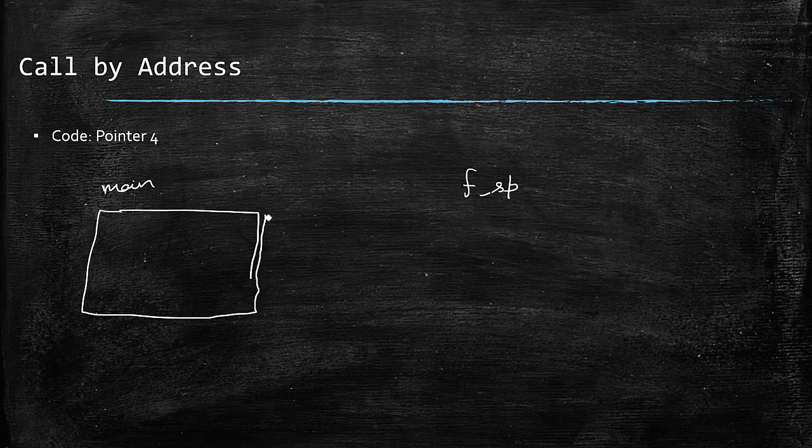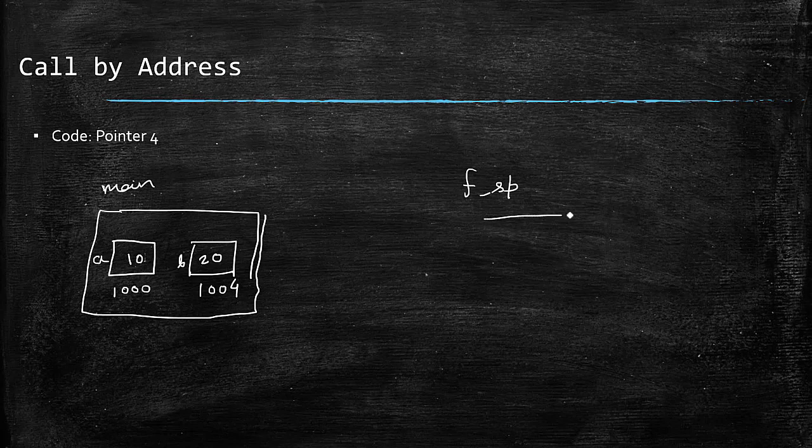Now in case of main, there will be two variables A and B, which are of integer type. Suppose the address of variable A is 1000, and the address of variable B is 1004. We are considering these two values. Now the user is giving the value 10 to A and 20 to B. So this is the memory configuration for the main function.